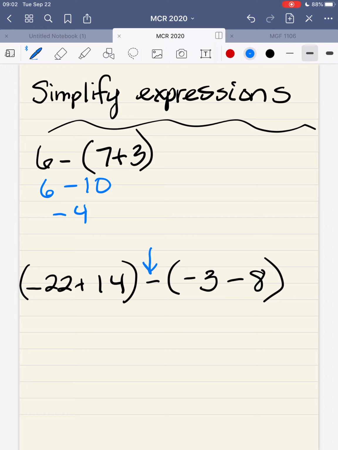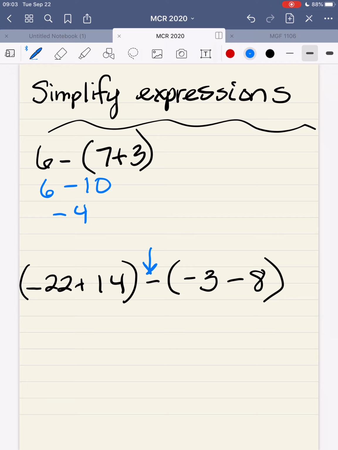Okay, same thing with the one below. When we have stuff with minus in between, it tends to give us a lot of trouble with that second piece. So it's always a good thing to first simplify both my parentheses. Okay, so I have negative 22 plus 14.